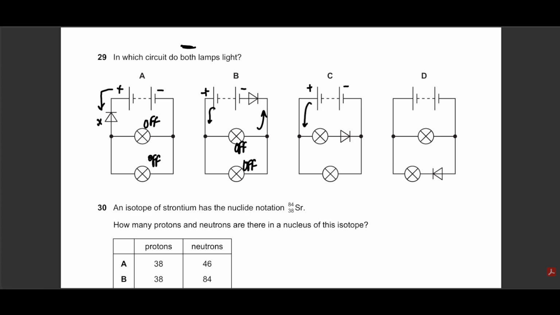Positive, negative, current tries to enter here. Current can go to this bulb. Current can go to this bulb. The arrow direction matches the diode. This is how to remember that. So this will be on and this will be on.